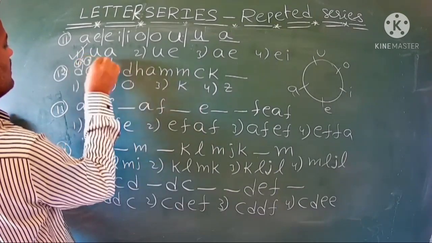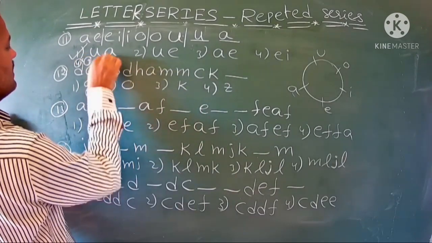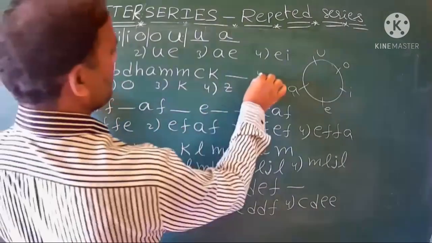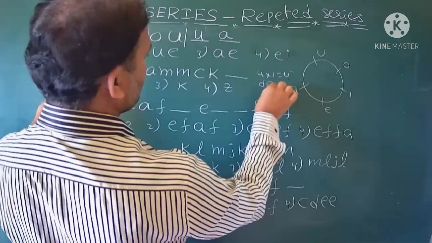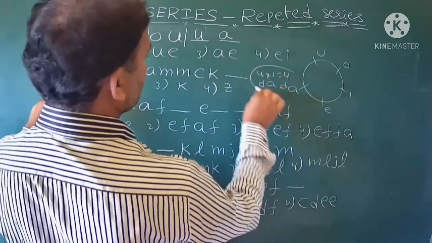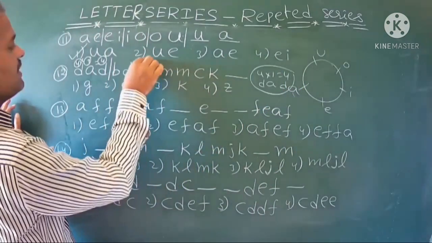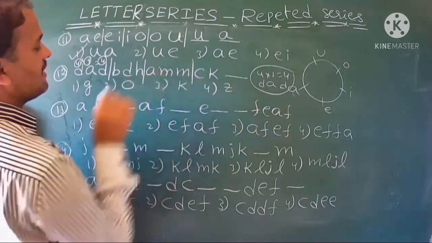So 4 into 1 is how much? It is nothing but 4 only, D will come. Okay, so now 4 into 1 is nothing but 4 will come. So D, A, again D. So this is the relation D, A, D. Similarly, you segregate like this.